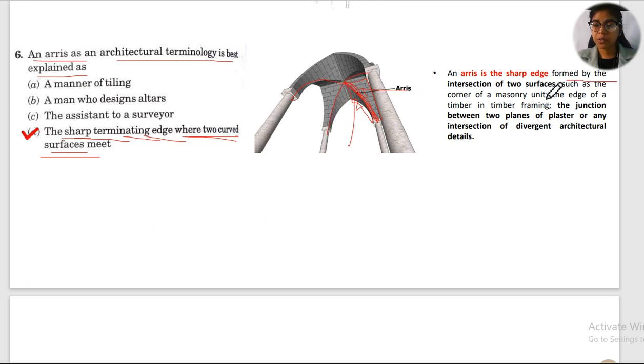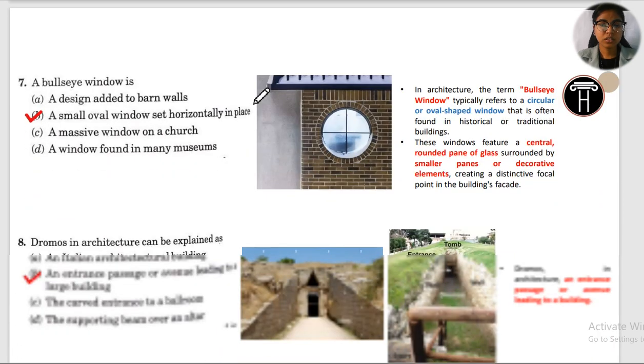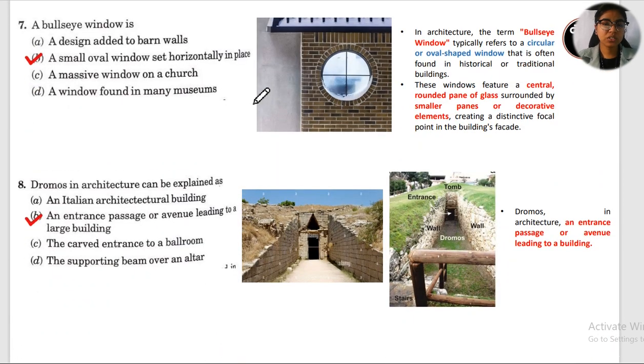They are formed by the intersection of two surfaces, such as the corner of a masonry unit, or the edge of a timber in timber framing. In any structure it can be formed, and it can be made up of timber or stone also. Basically it is the junction between two planes of plaster or any intersection of divergent architectural details. Now moving to the next question.